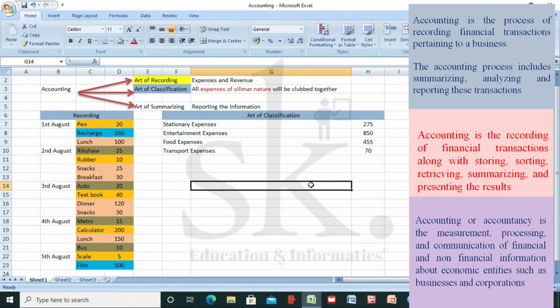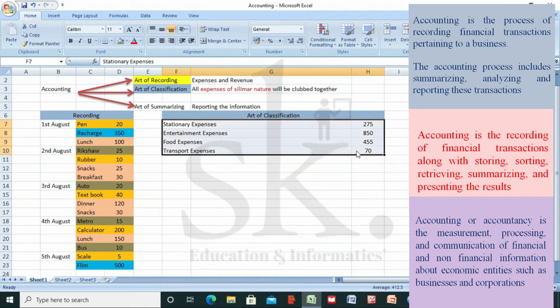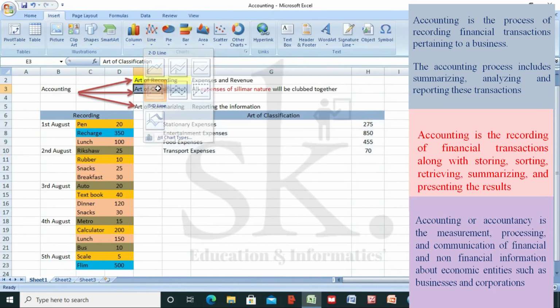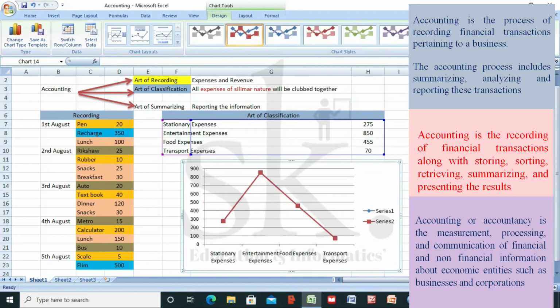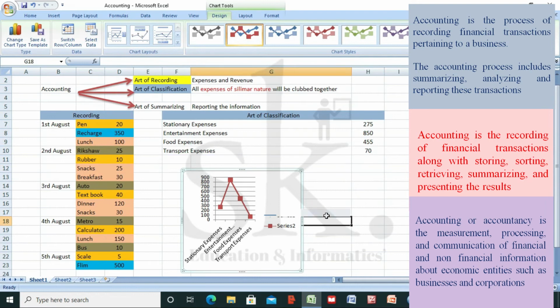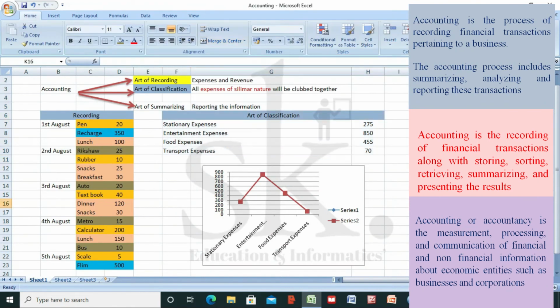Now let's talk from the point of view of summarizing these transactions. If I check with reference to stationery, entertainment, food, and transport expenses, one of the most important things, if I draw a line chart to find this, is that entertainment expenses are the highest and transportation expense is lowest, because you are not moving out, it's a lockdown. Your entertainment expenditure is at the highest. Now we can also make an intercomparison of the various expenses which we have incurred.